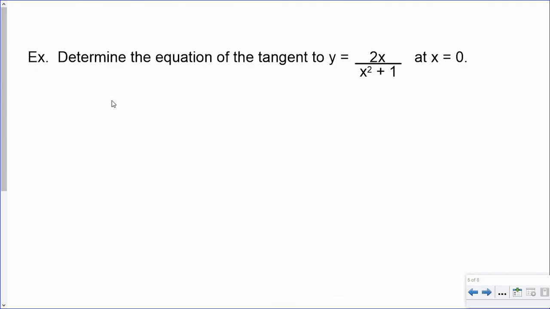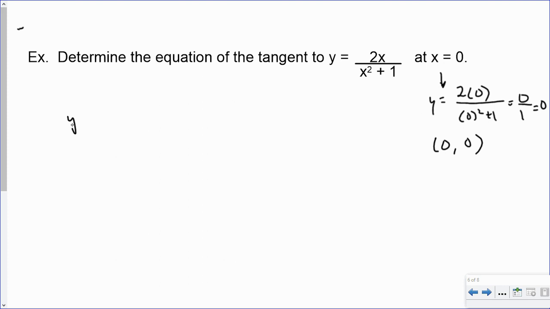Okay, another one. Let's determine the equation of the tangent at the point x equals 0. First thing, let's find our y value when x equals 0. We're going to need a point here, right? So when x equals 0, I've got 0. So my point's going to be (0, 0).